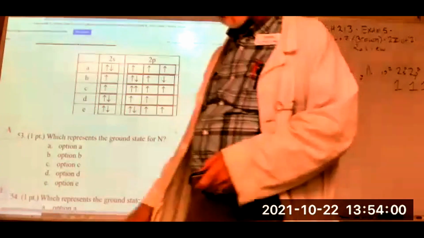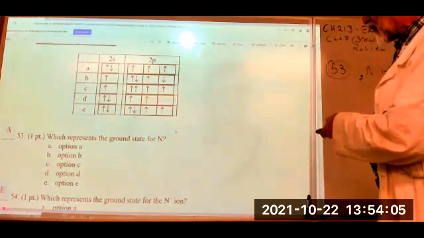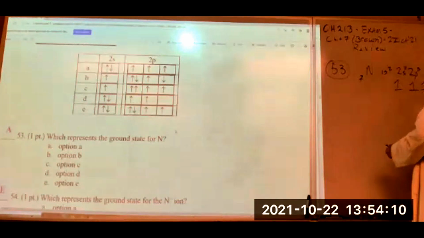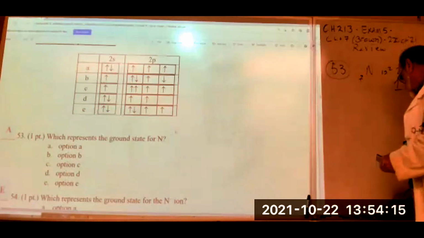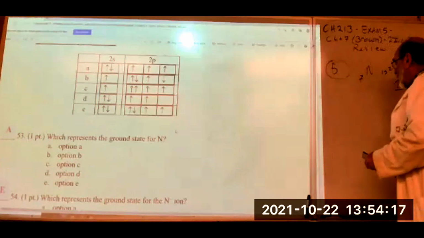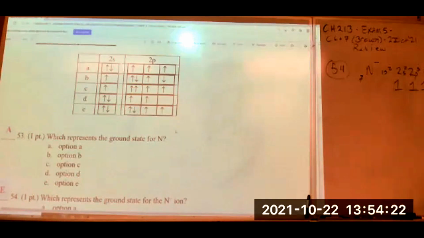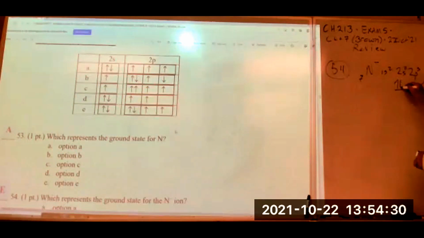Okay, how about 54? Yeah, 54 also. So which represents the ground state of N- ion? So if we have N-, what have we done? Just add another electron, right? So if we had 7 before, now we have 8 electrons. So we have 1 more electron. Where does it go? Right there.